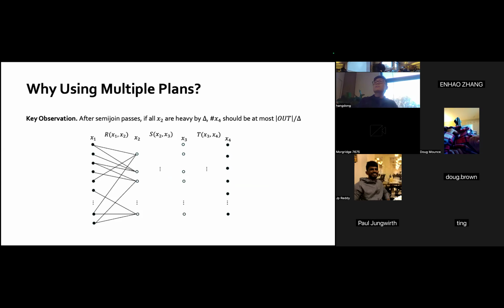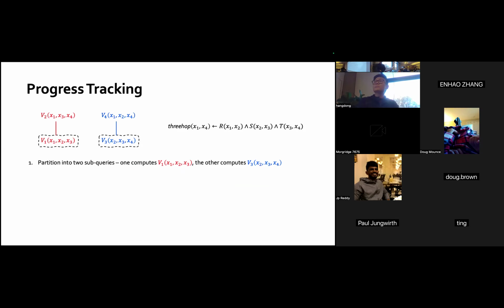So how does that work? I'm going to skip this part. This comes from an idea we call progress tracking. If you have this query, remember, this was the one that we want to address. And then these are the two plans that I've drawn. One joins from R to T, the other from T to R.